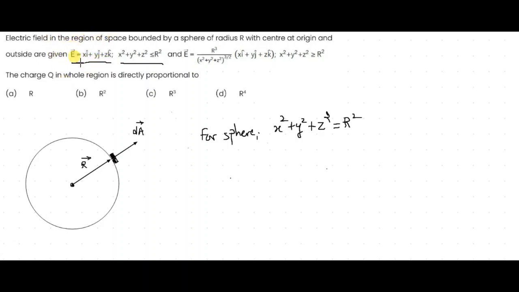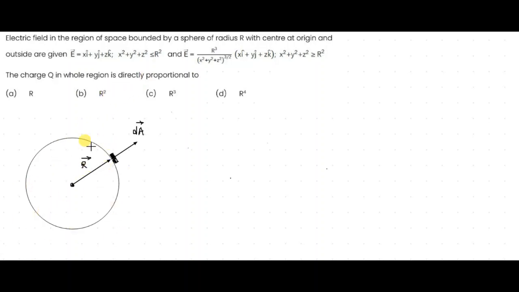This is the electric field inside the sphere, and here it is x square plus y square plus z square greater than r square. So the electric field shown here exists outside the sphere. We have these two data provided to us: the inside electric field of a sphere and the outside electric field of a sphere. Using these, we have to calculate the charge q in the whole region.